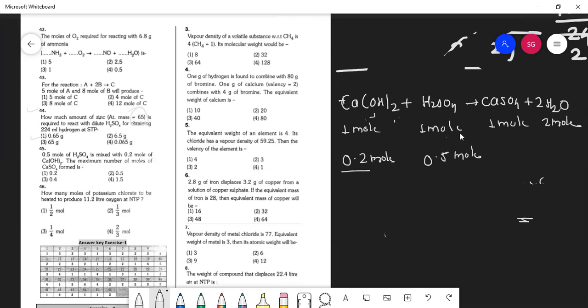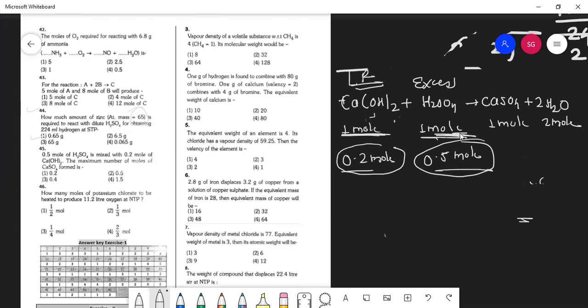Okay, now tell me, which is the limiting reagent? Now, which value will I take, whether I'll take 0.2 or 0.5? 0.2. Very good. So this is LR. And this is what? XS. Because here 1 mole of this reacts with 1 mole of this. So 0.2 moles of this will react with 0.2 of this. So 0.3 will be left.